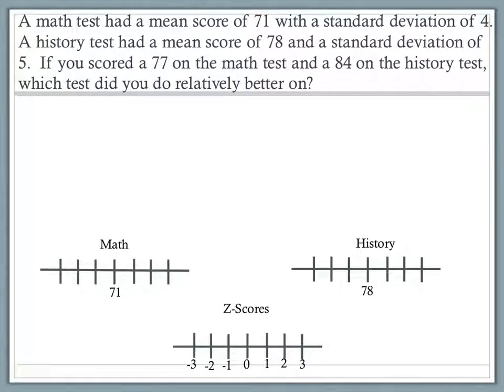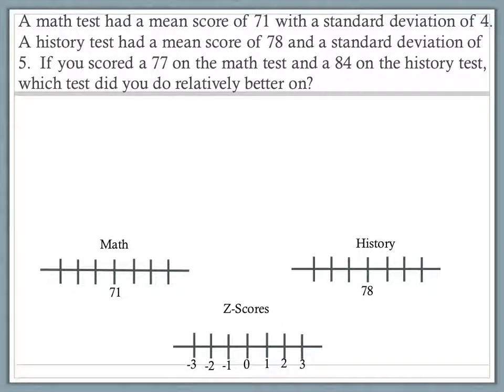All right, so the math test had a mean score of 71 with a standard deviation of 4. The history test had a mean score of 78 and a standard deviation of 5. If you scored a 77 on the math test and an 84 on the history test, which test did you relatively do better on? We can compare these two test scores using z-scores.